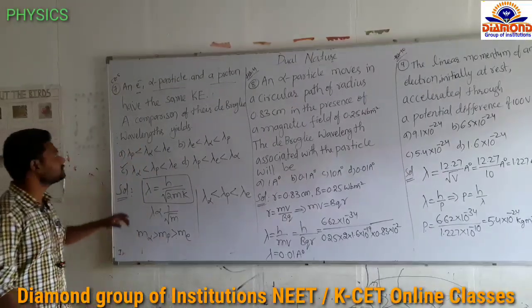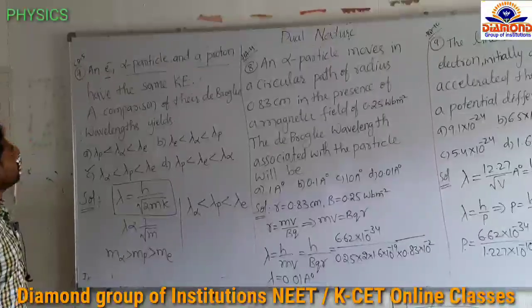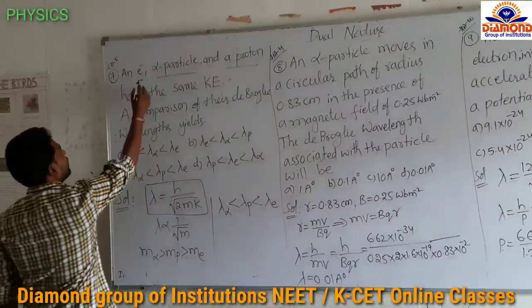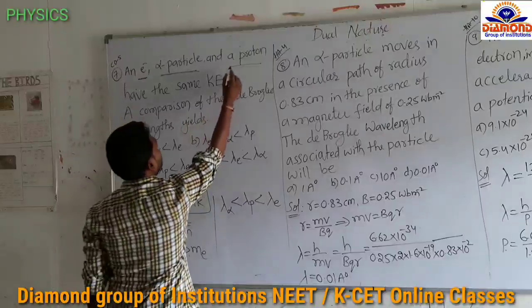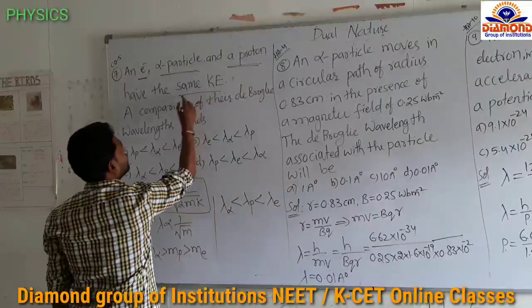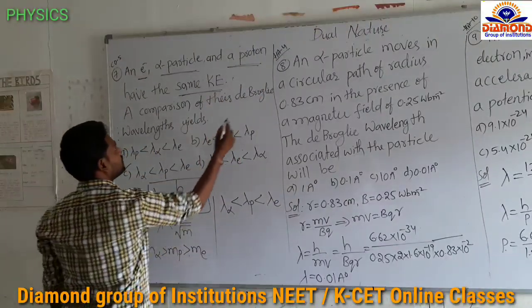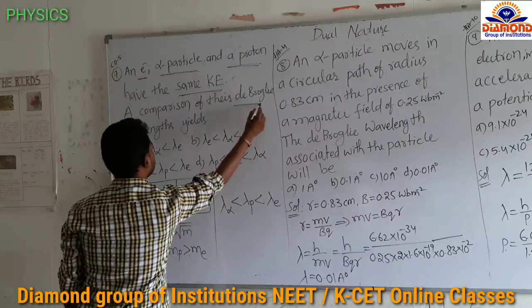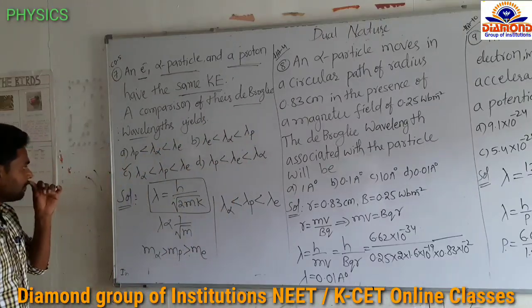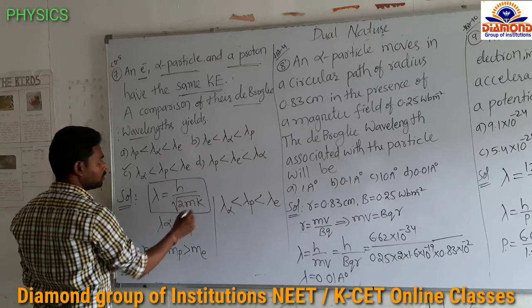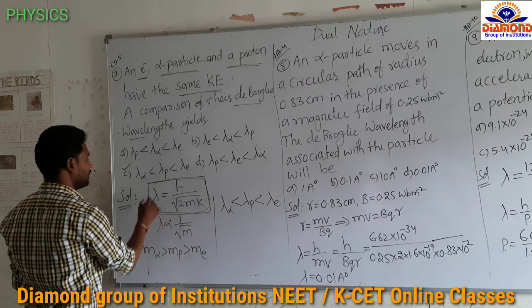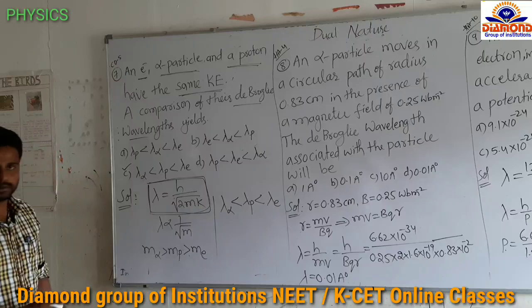Okay, so the next question is the seventh question in your class discussion, fifth question. Here they have given an electron, an alpha particle and a proton, all with the same kinetic energy, and they are asking for a comparison between their de Broglie wavelengths. So we know the formula lambda equals h by root 2mK. These are material particles. For material particles, lambda equals h by root 2mK.